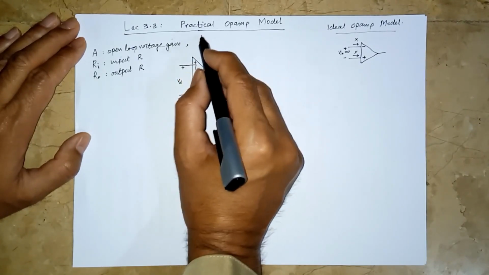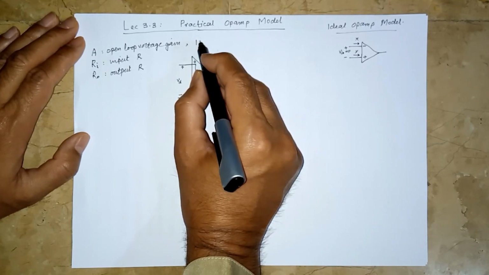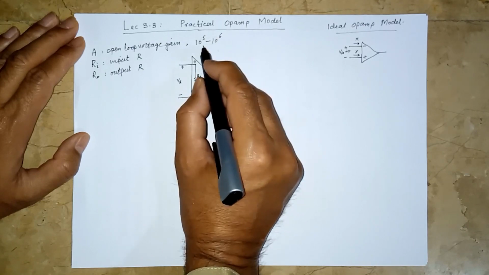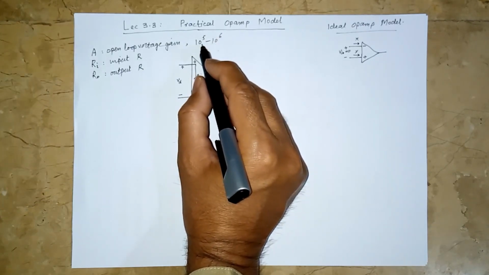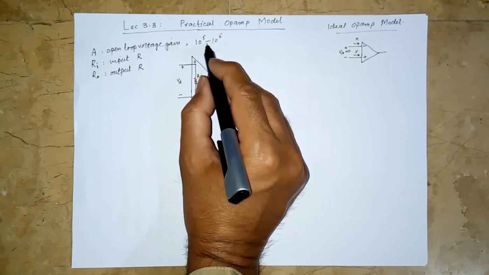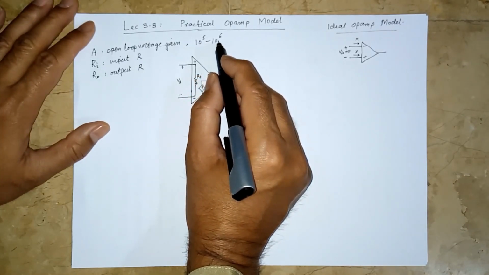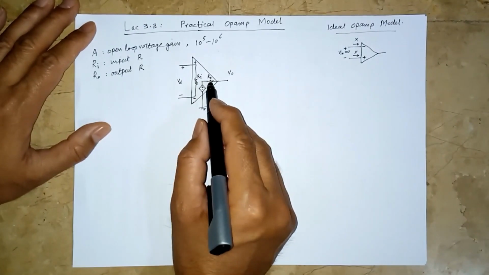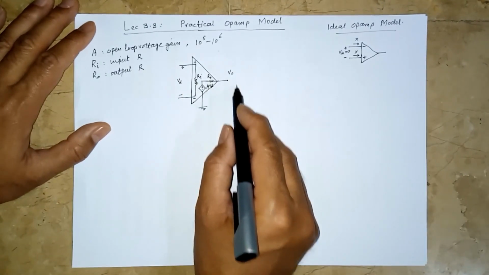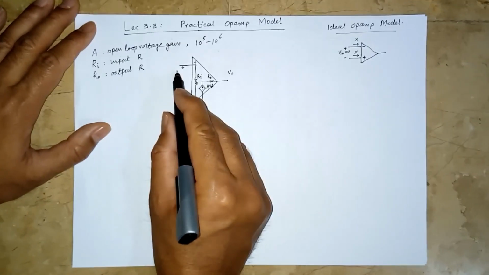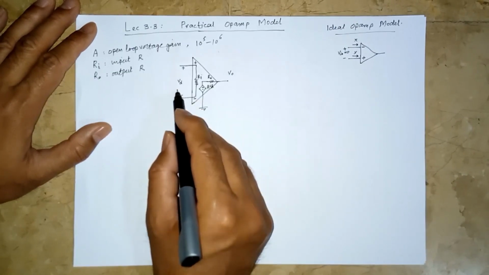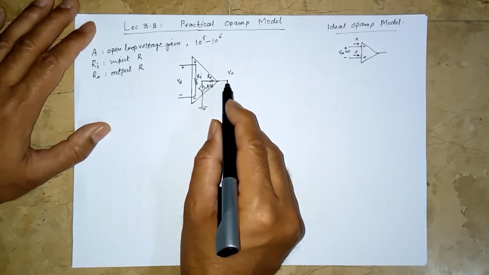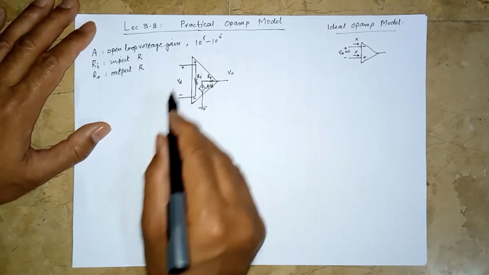It's usually very high. In practical op-amps, this is like 10 raised to the power 5 to 10 raised to the power 6, maybe. So it is like 100 kilo to 1 million. It's a big value. It's the gain of the amplifier when there is no feedback loop, and whatever the input voltage is, it gets amplified by this amount A, and this is how Vo depends on the input.